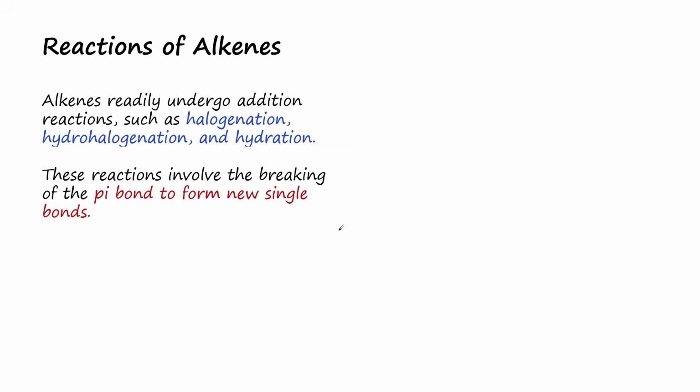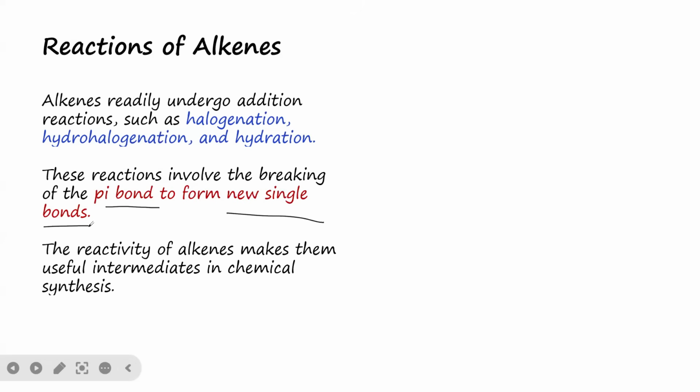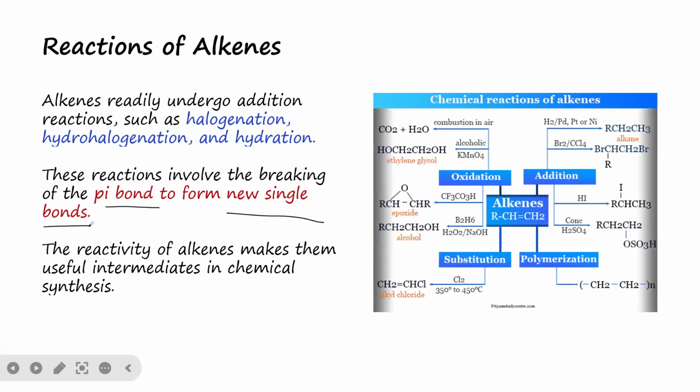And this addition reaction involves adding atoms or groups of atoms, so it means that at the same time you are breaking a pi bond. And as you are breaking one pi bond, you are creating two new single bonds. So you are breaking a pi bond and making new single bonds. That is what happens in an addition reaction. And the reactivity of alkenes makes them useful intermediates in chemical reactions.